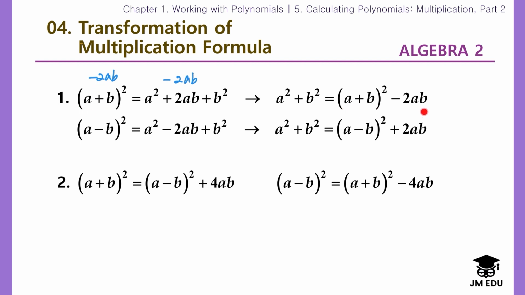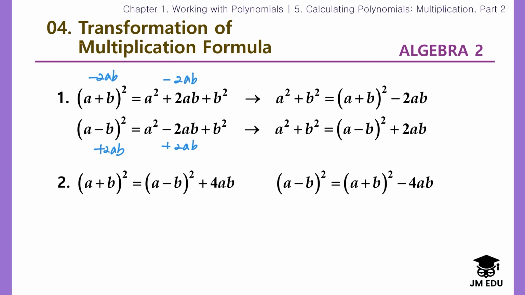Just like that, right? Same thing here. (a - b)² is equal to a² - 2ab + b². Then a² + b² is equal to (a - b)² + 2ab, right? If we add 2ab to each side, do you guys see that? a² + b² is equal to this binomial square plus 2ab, right?